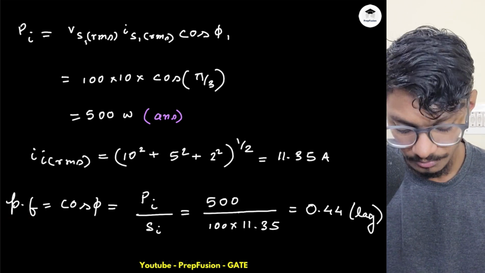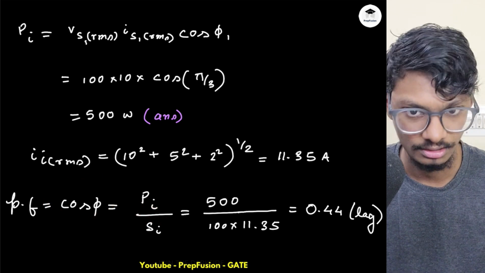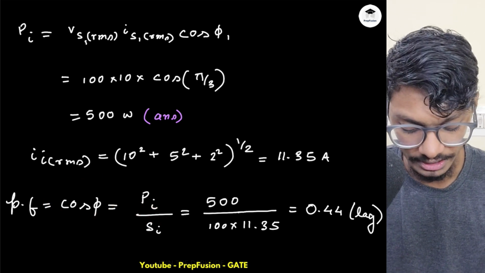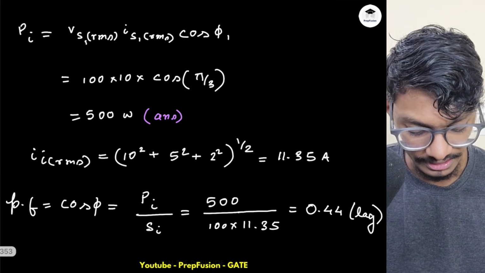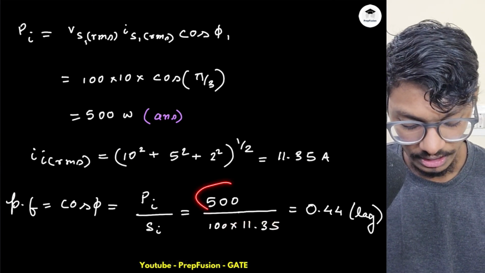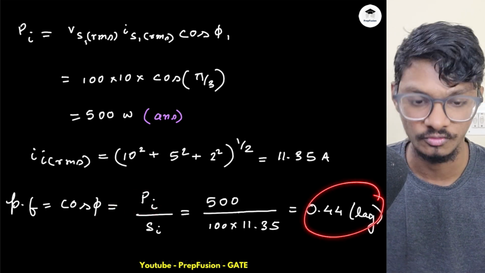And what is my power factor? Power factor, cos phi, will be equal to P by S. S is what? VRMS into II RMS. So VRMS is 100 itself. This won't change because I have only one component, and II RMS is this, right? 11.35, and at the top I have active power. Active power is how much? 500. So if I divide, this will be 0.44, and this will be lag.